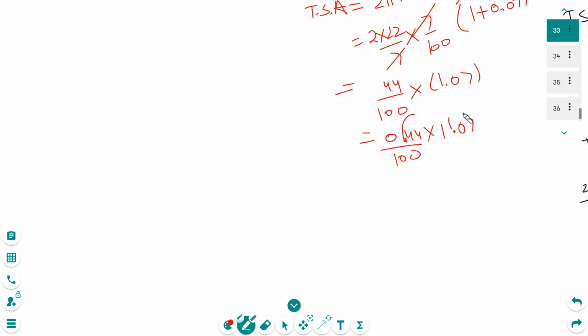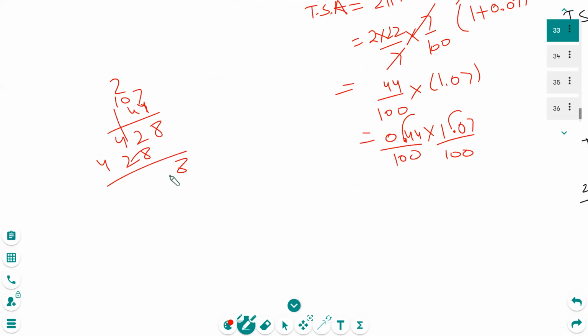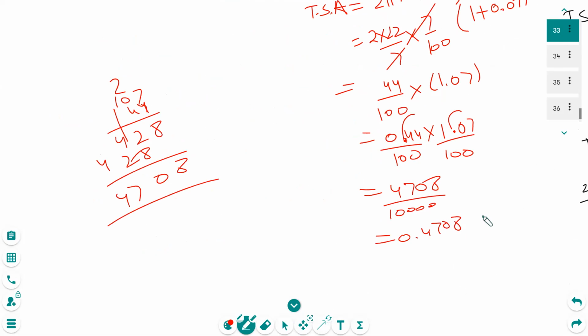and if you don't know how to multiply decimals, that's okay. You can multiply 44 with 107. If you multiply 44 with 107, you get something like this, right? So 8, 10, 7, 4708. Now 4708 divided by 2, 3, 4. So 0.4708. Is it correct? The answer correct or not? Or maybe it may be wrong.